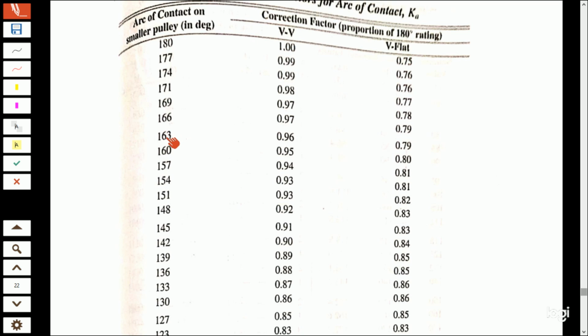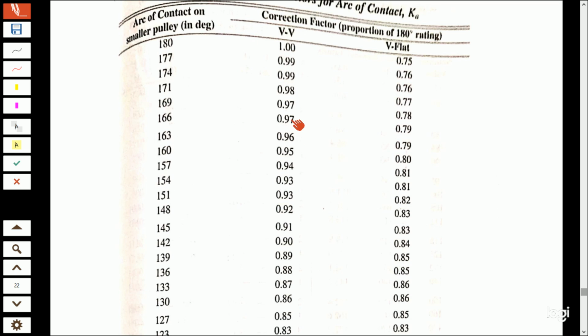Okay, now see, the value is 163 and 166 here, but the angle of contact that we have obtained is 162.7. It is very close to 163. So you can select the value as 0.96, because it can be approximated to 163. Exactly speaking, suppose you have a value of 164, you are supposed to select a value in between 0.96 and 0.97.